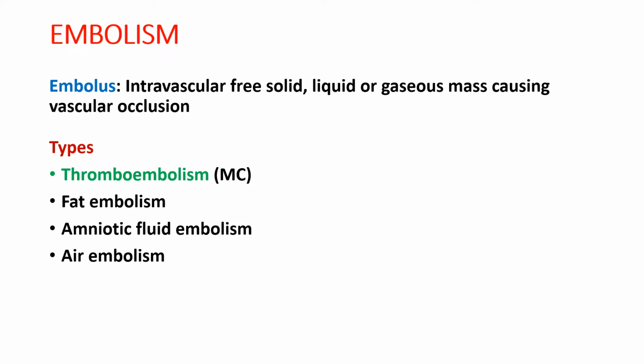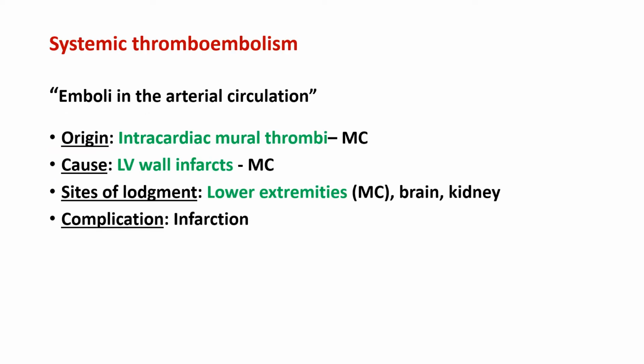And we have different types of embolism: thromboembolism, fat embolism, amniotic fluid embolism, and air embolism. Among all these, thromboembolism is the most common type. So that indicates that in almost all cases, the embolus is nothing but a detached thrombus. And thromboembolism can be either systemic or pulmonary in nature.